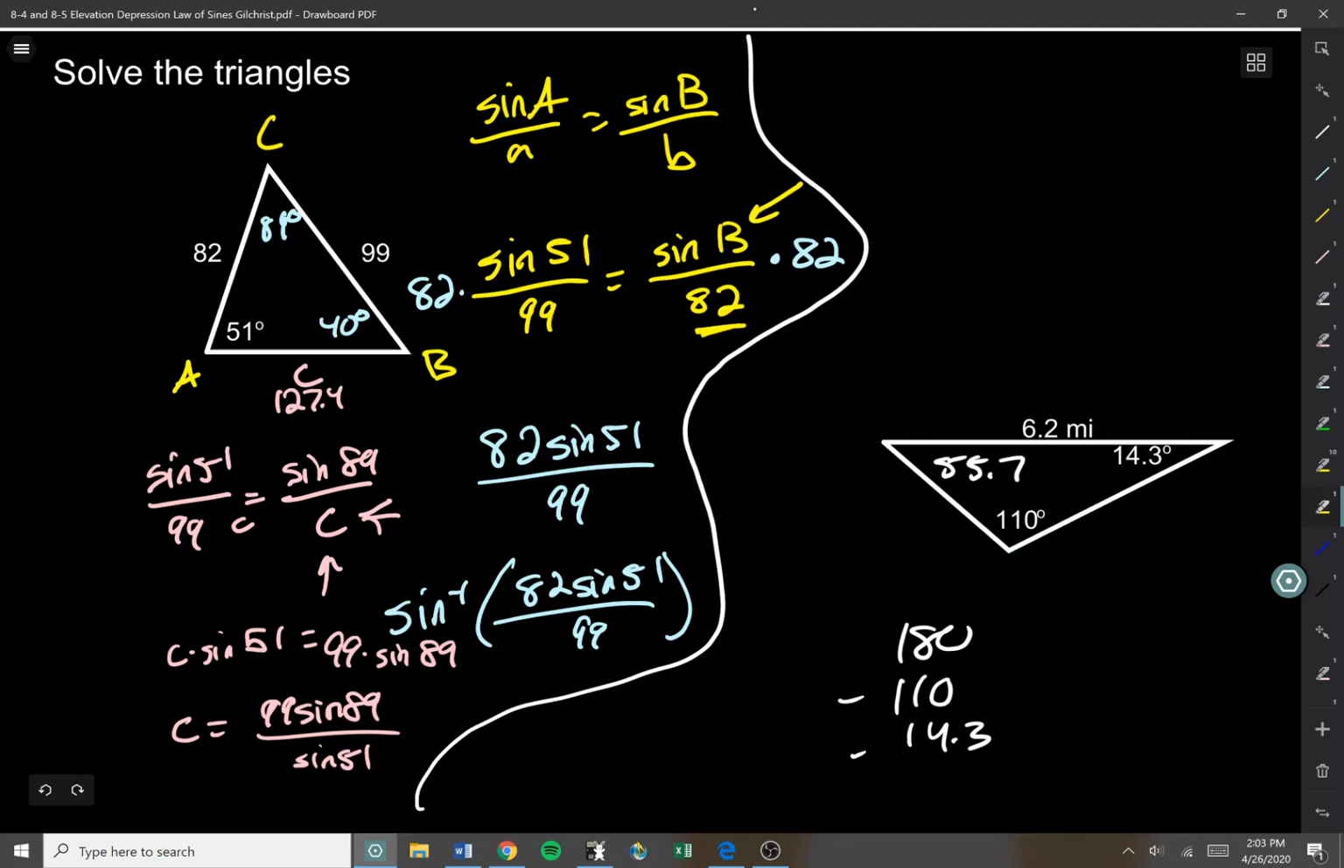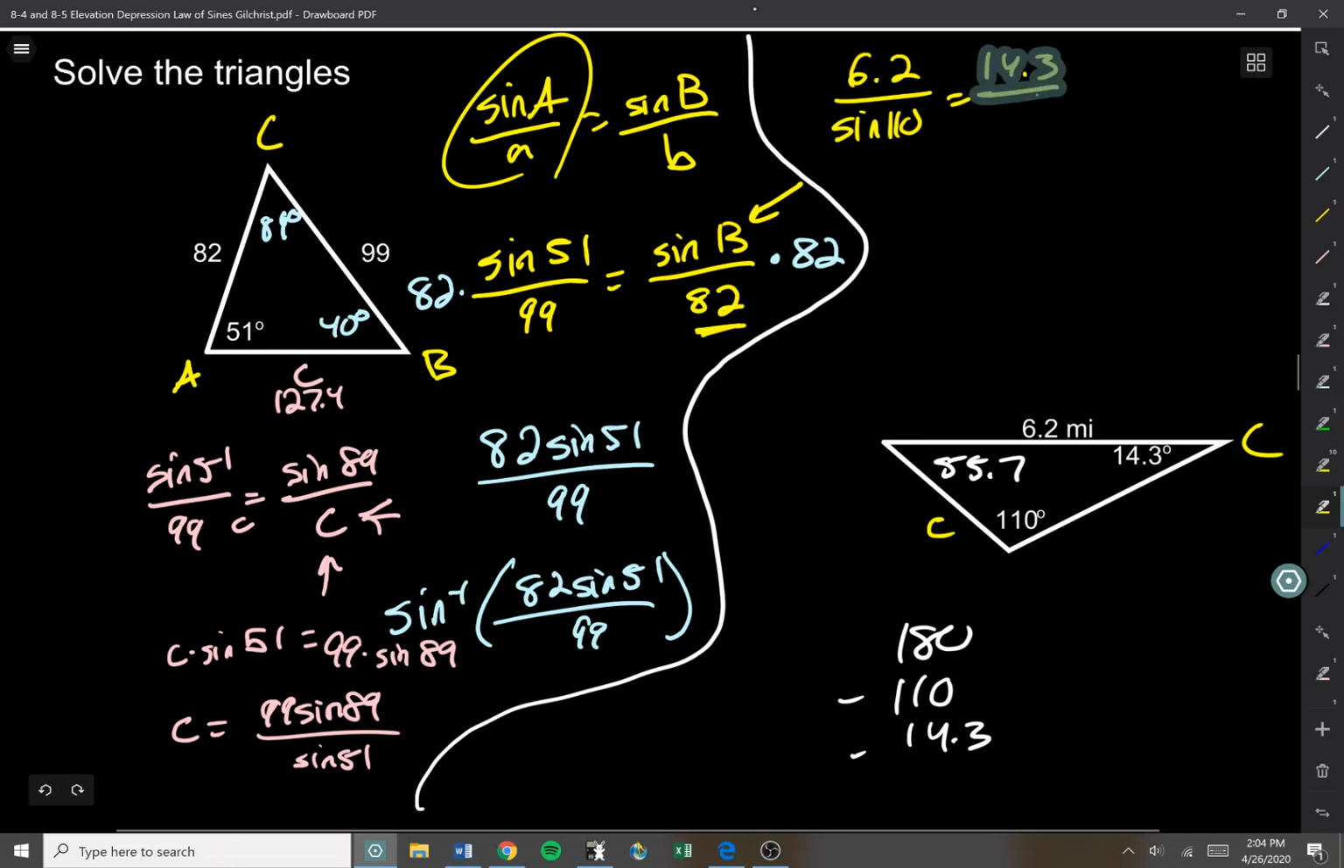So I'm going to do the sine of 110 over 6.2. And if you want to put the sides on top, you can. Like I know it says sine of A over A, but you could make it A over sine A. You could do 6.2 over the sine of 110 equals, let's find this side first. We'll call it C. 14.3 over X, or 14.3 over, putting the angles on the bottom this time. So sine of 14.3 over side C. Doesn't really matter. If you want to flip this and flip this, you can. Whatever you prefer. The nice thing about this is the C is on top now.